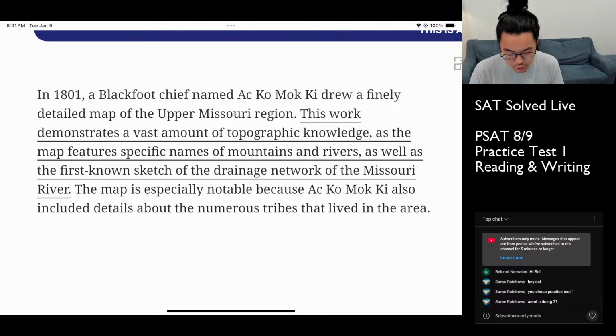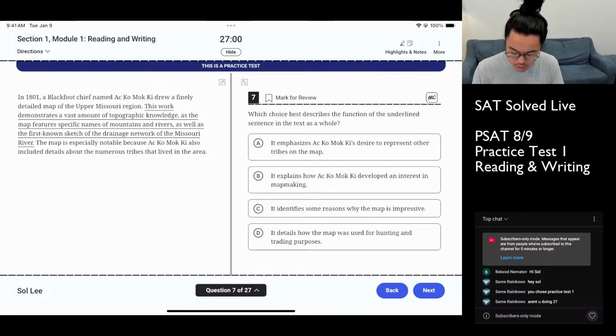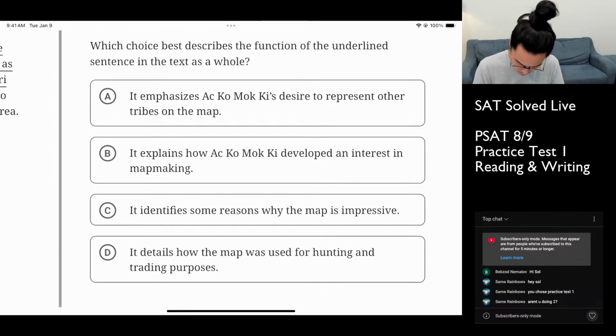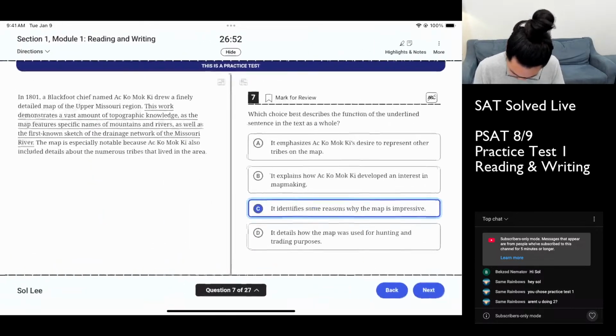1801, a Blackfoot chief named Accomackee, Blackfoot. Okay, so America, Upper Missouri, got it. It's a map. We got a map. This map, okay, so we have a topic and then we have a significance. This work demonstrates a vast amount of knowledge, names of this and that, and then a second significance included details about the tribes. So one out of two details that illustrates the significance. It illustrates the significance. I guess C.